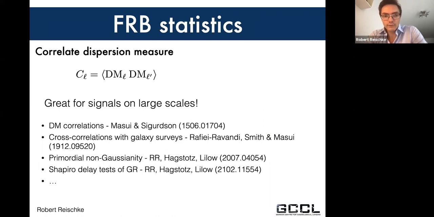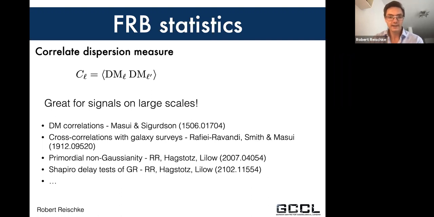This correlation of dispersion measures was investigated in a few papers, and it's especially interesting on large angular scales. Since it is still sparse, at small angular scales you will still be shot noise dominated, right? But on large angular scales, you can dig out some signal, and especially since FRBs have been observed at quite high redshifts, you also probe a very large volume if you consider large scales.